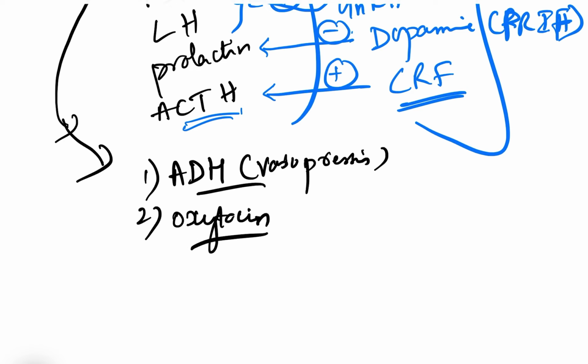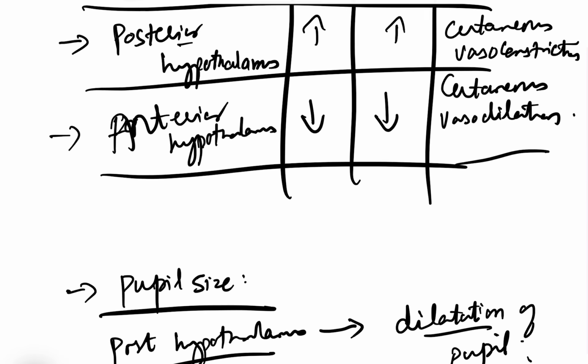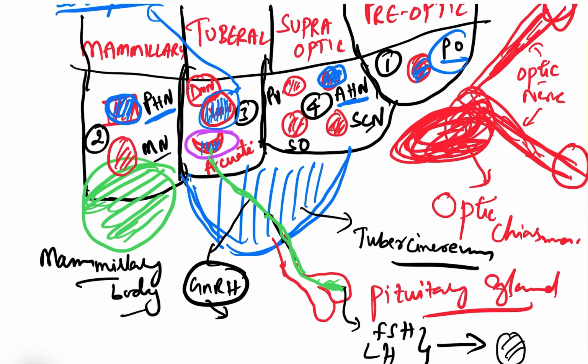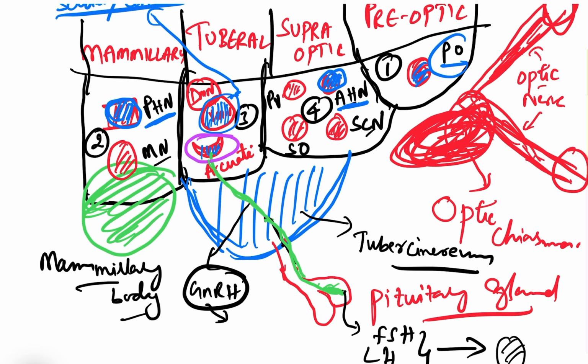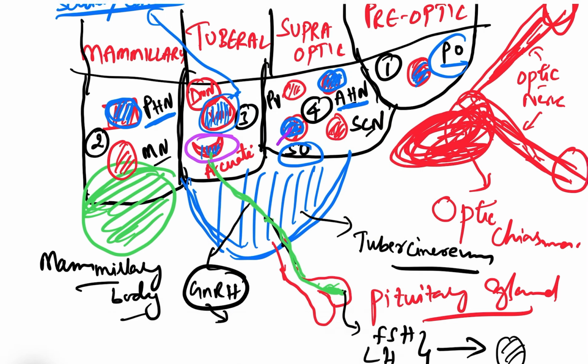Okay. So this release of ADH and oxytocin is again controlled by the hypothalamus. How? Actually, it is synthesized in the hypothalamus, in the supraoptic and paraventricular nuclei. Again, I will highlight with the blue color the supraoptic nuclei. So the supraoptic nuclei will synthesize and secrete the ADH.